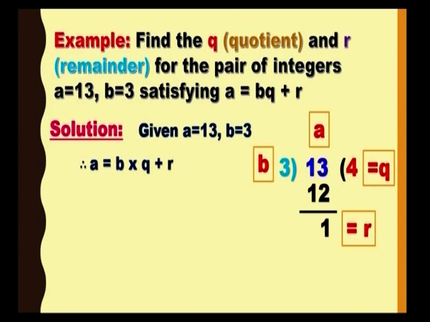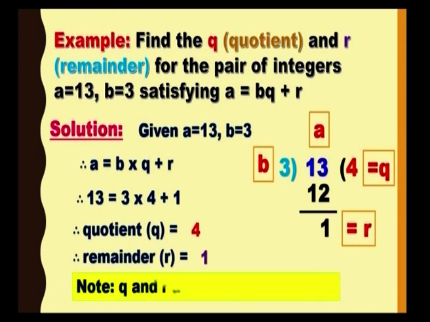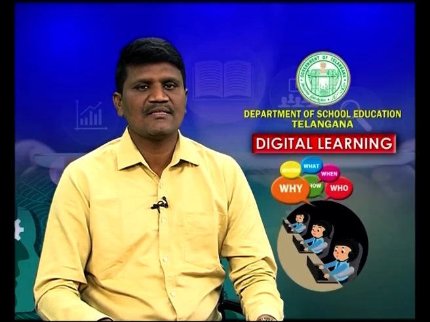Let us use Euclid's division lemma. A is equal to BQ plus R, so 13 can be written as 3 into 4 plus 1. Therefore, we can write quotient q is equal to 4 and remainder r is equal to 1. Here you should note one thing: the quotient and remainder are always unique. For any dividend and divisor, the quotient and remainder are always unique.